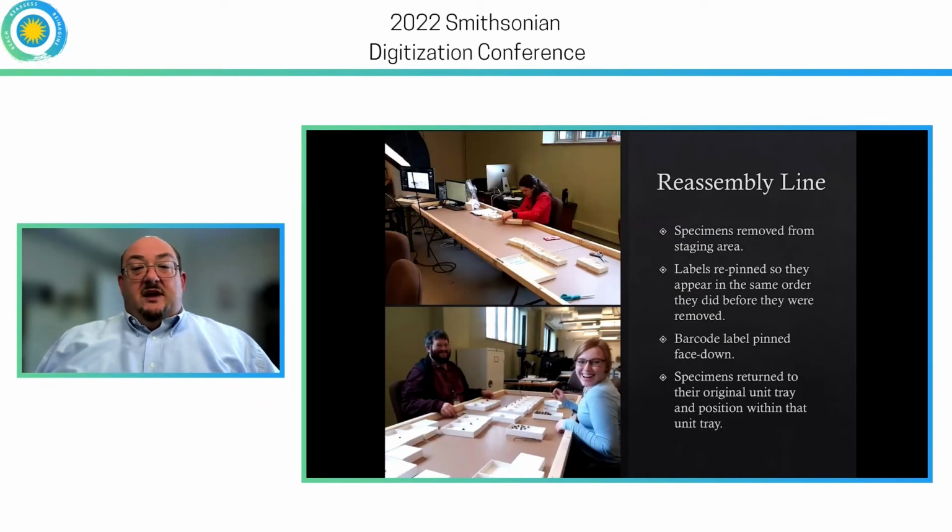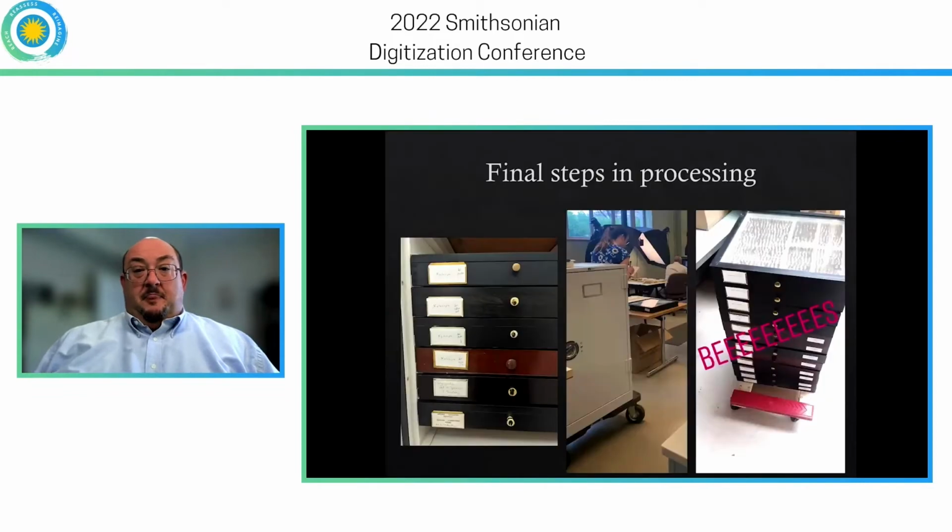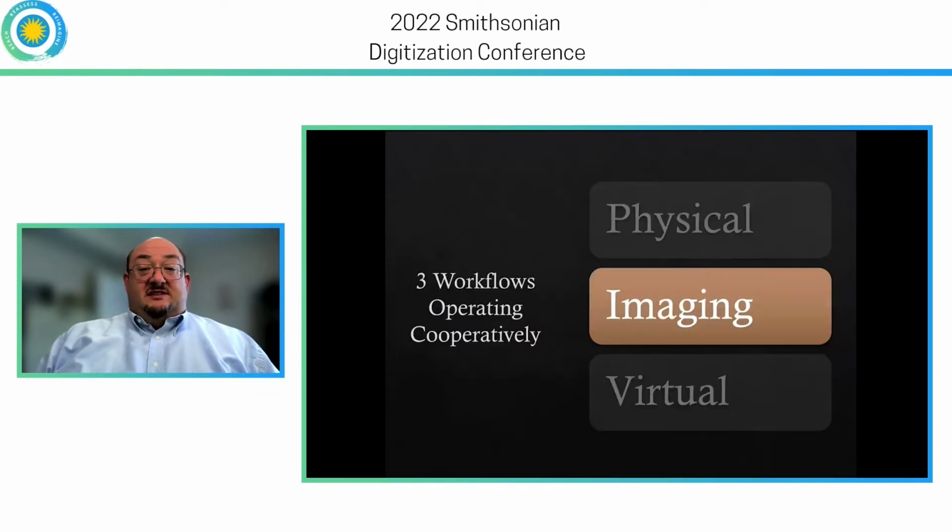The reassembly line looks very much like the disassembly line. You're basically just taking specimens out of the stages, putting the labels back on in the same order that they came off, and then returning them to the original unit tray from whence they came. The final step, of course, now that we've got them imaged, is to get them back up to entomology. And so this is them being prepared to go back and go into our freezer as part of our IPM process. Then we move on to the next stage.